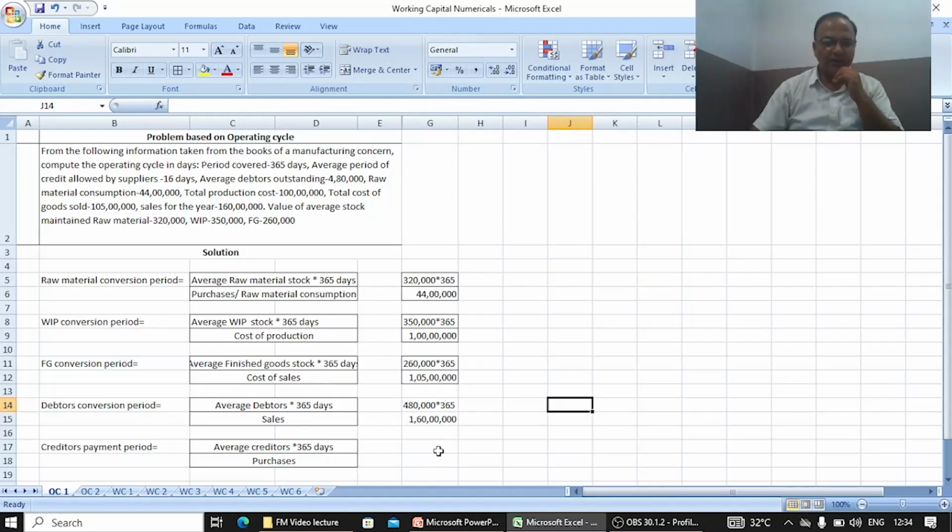Now, creditors payment period. Average period of credit allowed by suppliers. So here it is clear that it is given as 16 days.